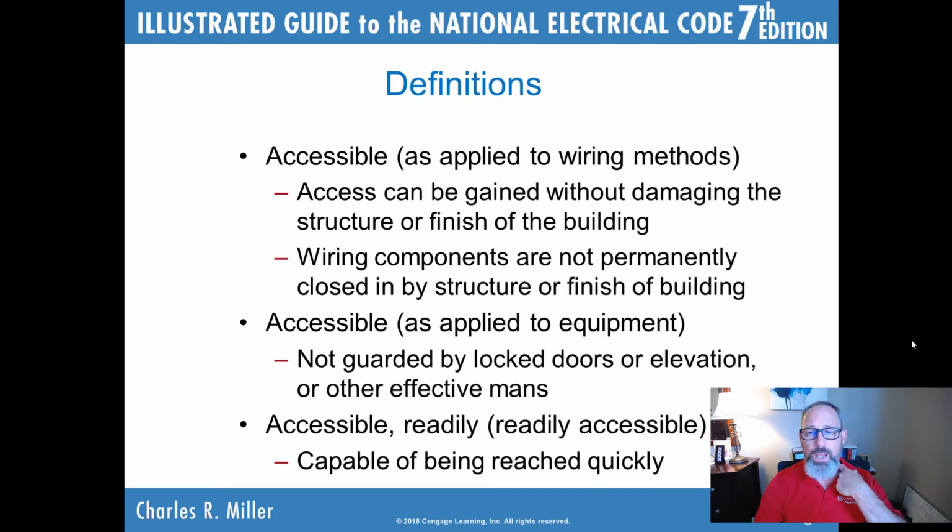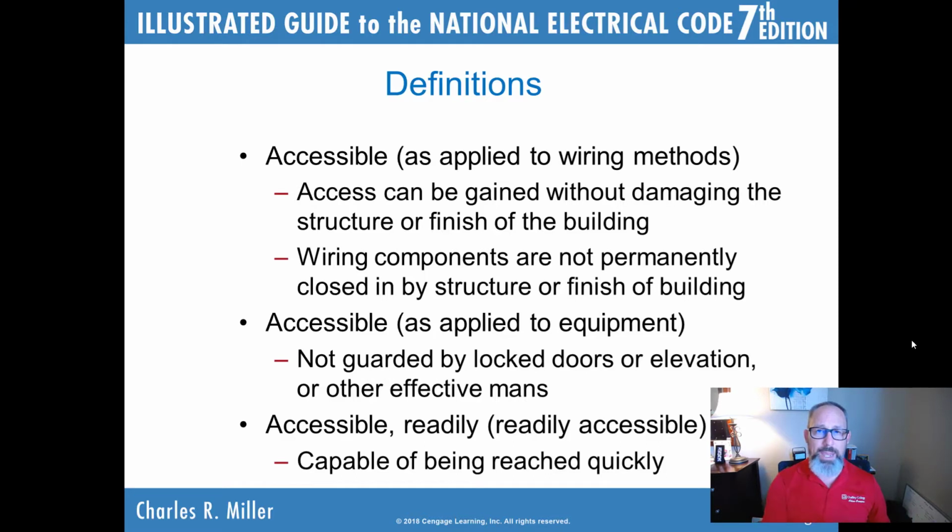Elevation is also important because the elevation needs to be accessible, so there are height restrictions to those. And then it also needs to be readily accessible, capable of being reached quickly. Accessible as applied to wiring methods is different than accessible applied to equipment, and readily accessible in the code means it needs to be able to be reached quickly, like a disconnect.